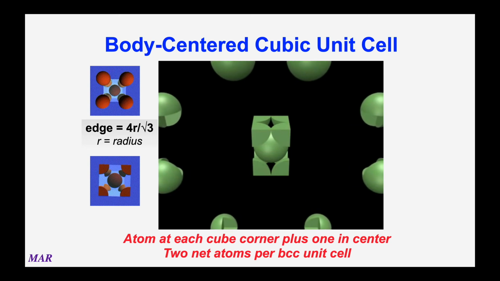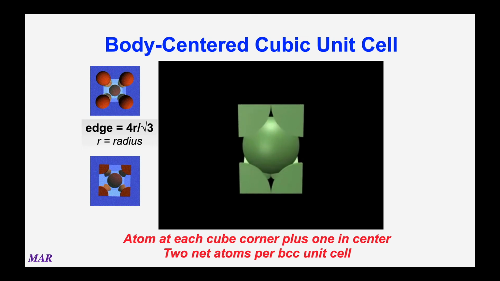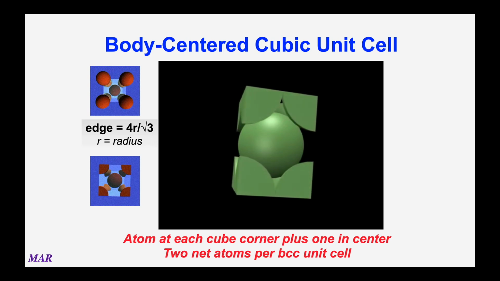So when it comes to numbers of atoms in the body-centered cubic cell, you've got 8 times 1/8, which is one net atom, plus the atom in the middle of the cell. So BCC unit cells have 2 net atoms per BCC cell.